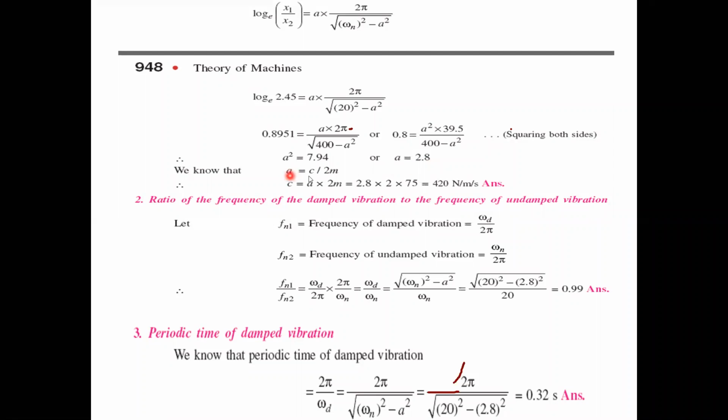When we know the a value, what is the representation of a? That is a equals c by 2m. So therefore c equals a into 2m. a is 2.8 and m is 75. Just substitute the values in our equation, and simply we get c, that is 420 Newton per meter per second. So that is our damping force, our resistance.